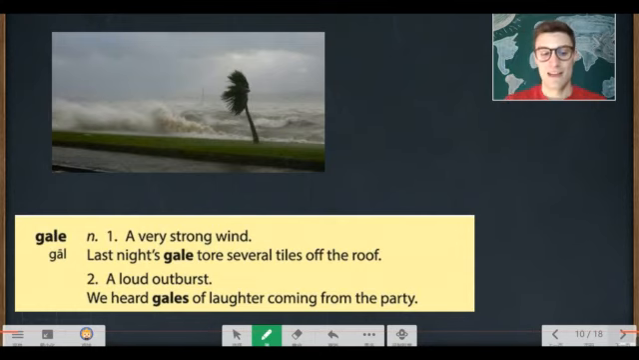Outburst. Now, in the West, Gail is a popular name for a girl. Gail. Have you ever met a Gail? So, in these meanings, it means a strong wind or a loud outburst.